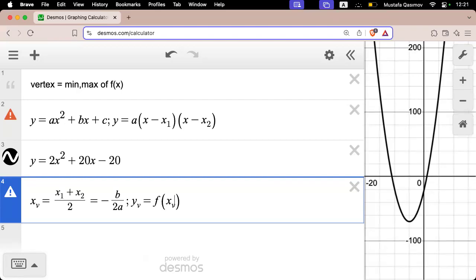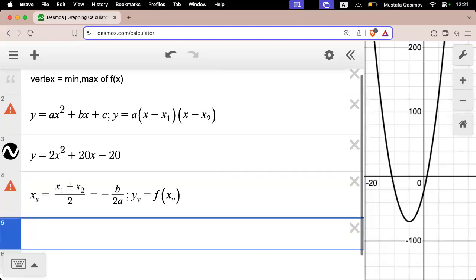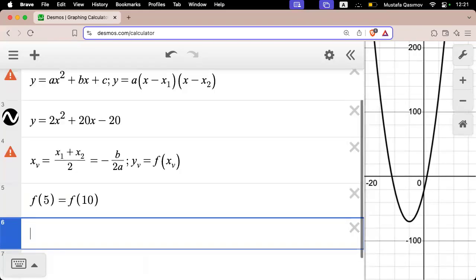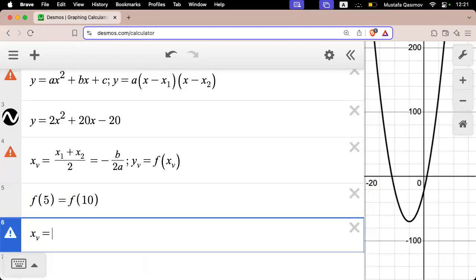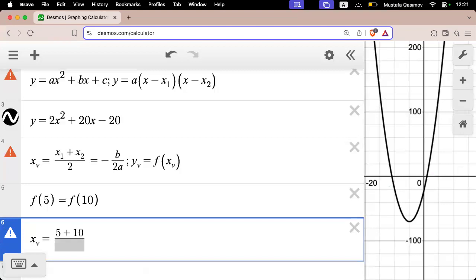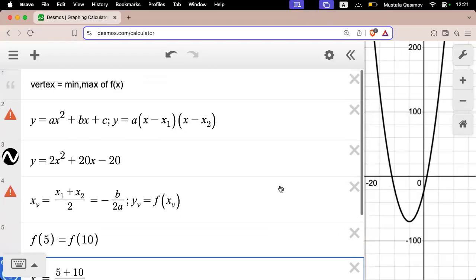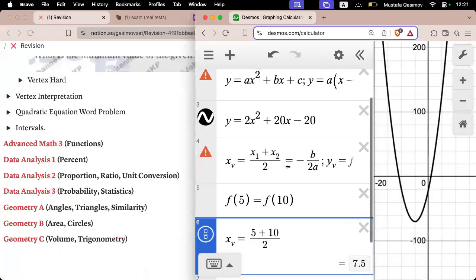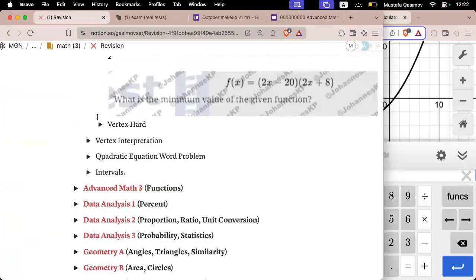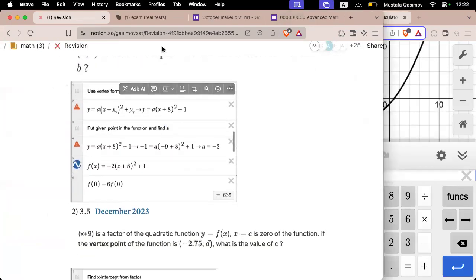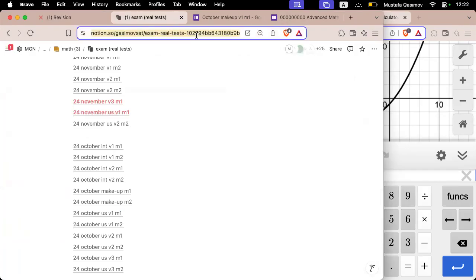Another formula here is like this. When f of 5 is equal to f of 10, for example, for a quadratic equation, then the x vertex is equal to 5 plus 10 over 2. So it's equal to 7.5. Okay, let's do the questions. I didn't put every hard question here, I think. So that's why let's look at them.